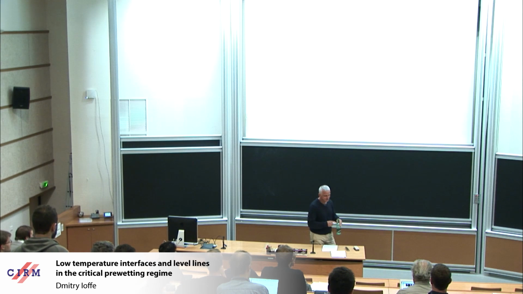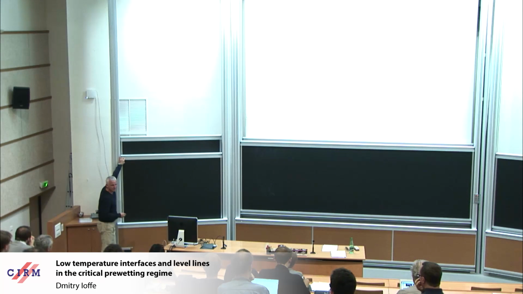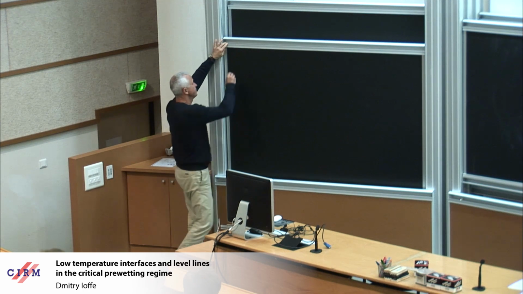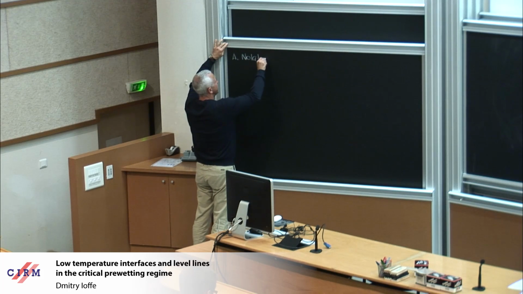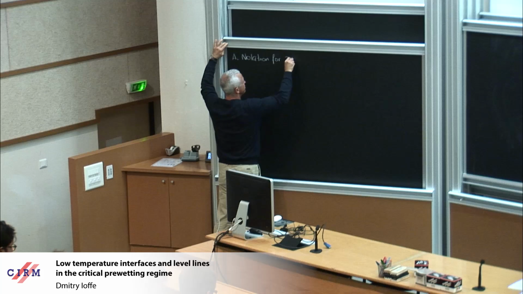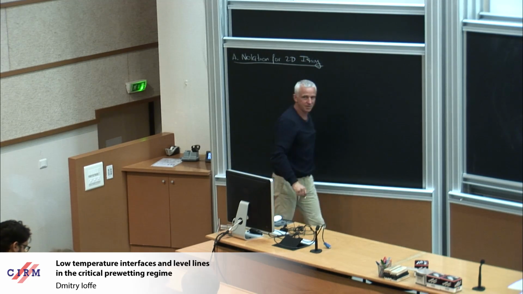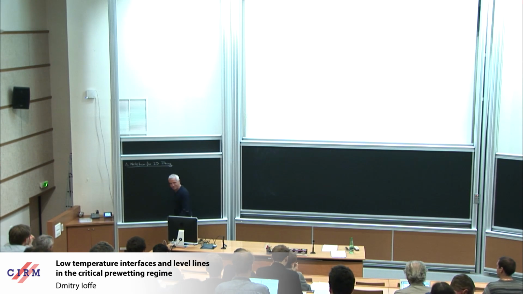I'll try to reach level lines, but let me start really explaining what is this critical prewetting. I'll start with just explaining notation for the two-dimensional Ising model. Okay, so first thing is some notation for 2D Ising. I assume that most of you are familiar with 2D Ising, but anyway, it would be a pity to lose you at this early stage.